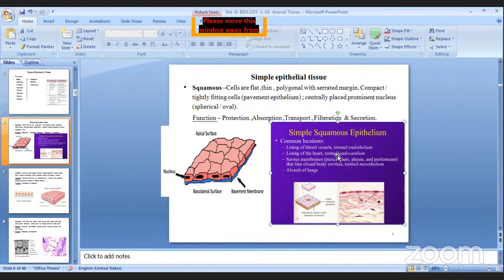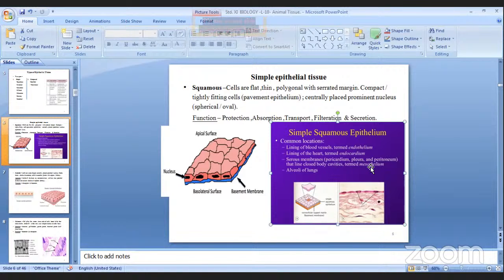Now when we study the location, if this squamous epithelium is lining the blood vessel, it is known as endothelium. See the spelling. If it is lining the heart, then it is known as endocardium. If it is lining structures like the lungs, then it is serous, that means the serous membranes like pericardium and pleura, which envelop or cover the heart and lungs. Those lining body cavities are termed mesothelium.